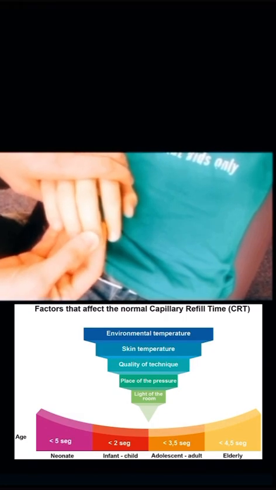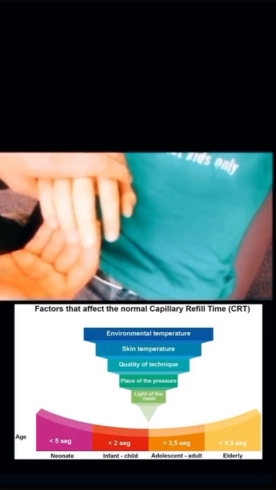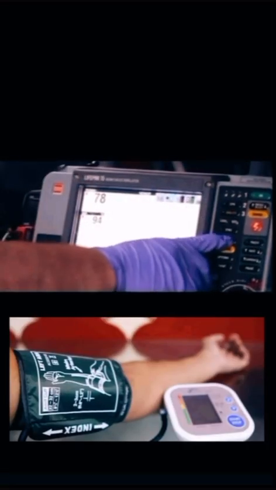Capillary refill can provide an overview of cardiac output. Blood pressure is the force that moves blood through the circulatory system. Readings can vary depending on the patient. Manual BP can be more accurate.